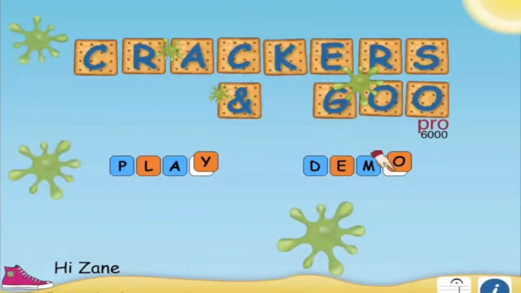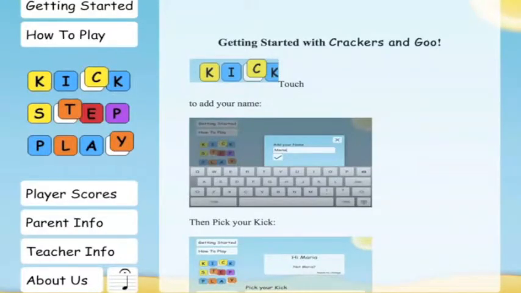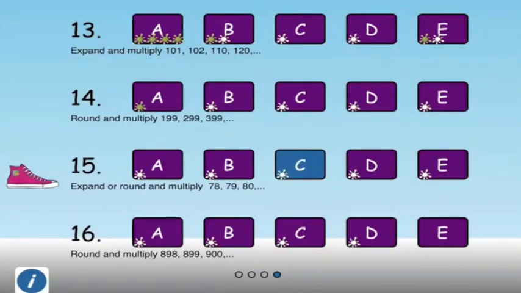We're going to hit the I button or info button on the lower part of the screen. That'll take us to the information screen, and from there we're going to hit the step button on the left hand side to take us to the step menu. Notice a pink sneaker on the left of the number 15. That is step 15. In step 15 of Crackers and Goo you will find games where you can apply the strategies we will learn in this video.